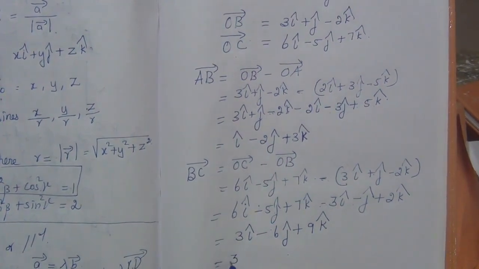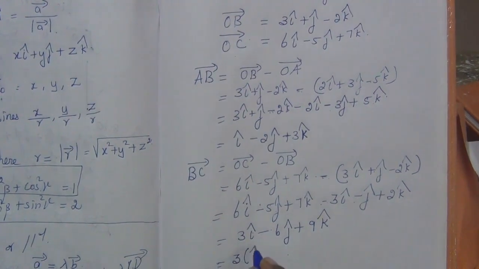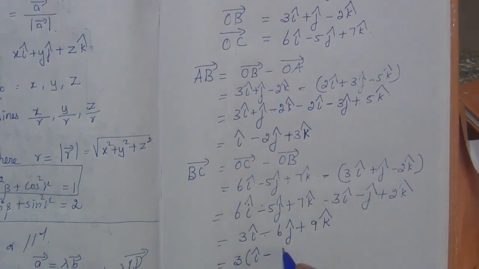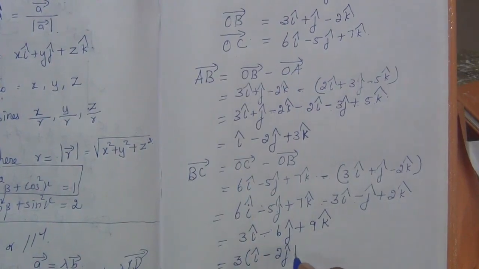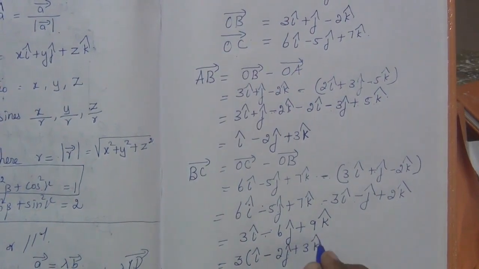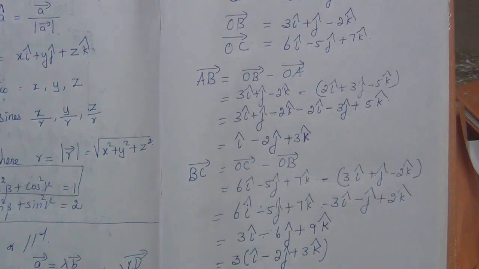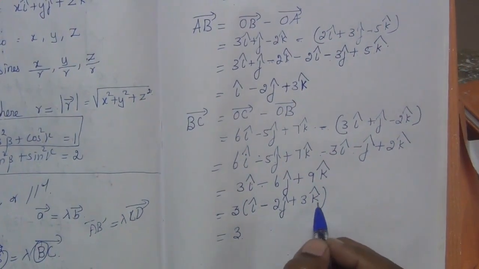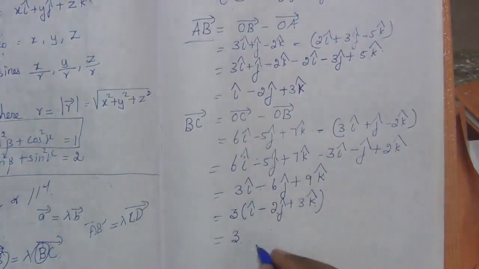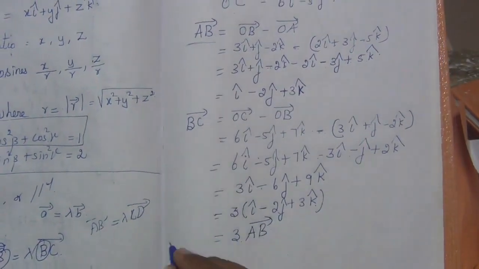So we can take out 3. I cap, minus 3 into 2 is 6, so 2j cap. Now 3 into 3 is 9, so plus 3 into k cap. Now when we check, that is i cap minus 2j cap plus 3k cap, which is the AB vector. So we have got it.